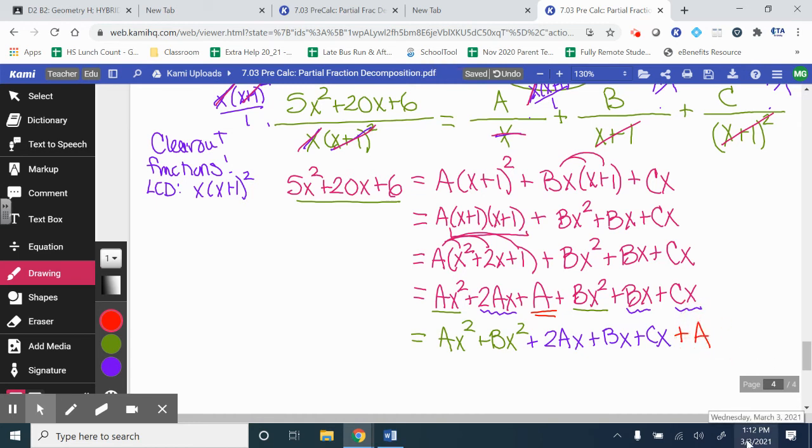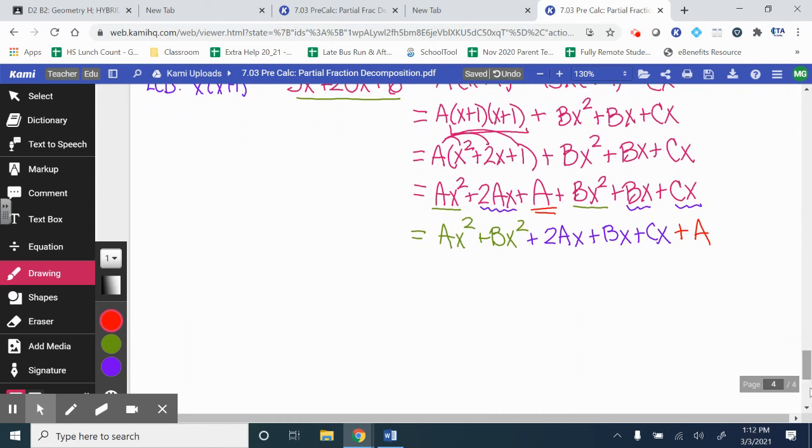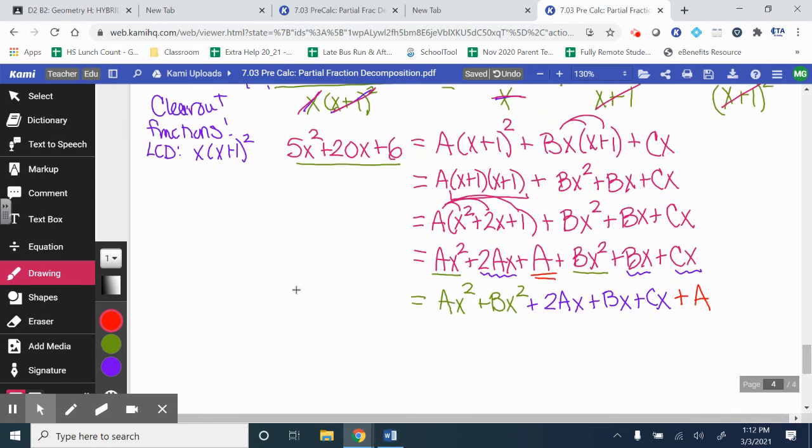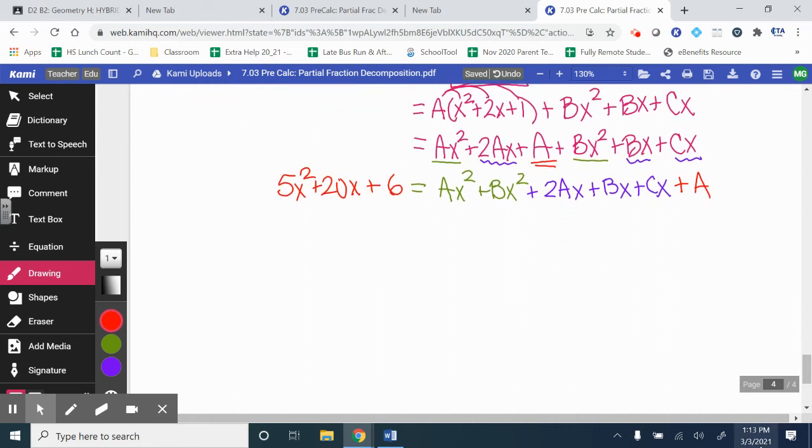Okay, so again, I know these are a lot of work, so really taking it step by step is helpful. And I'm going to bring that down so I don't lose it here. So I will have over here 5x squared plus 20x plus 6. So I need to match up my coefficient of x squared. I need to find that because I know that's going to equal 5. I need to find my coefficient of x and make that equal to 20, and then my constant, which is 6. So to do that, I need to have only one x squared, only one x on my right-hand side.